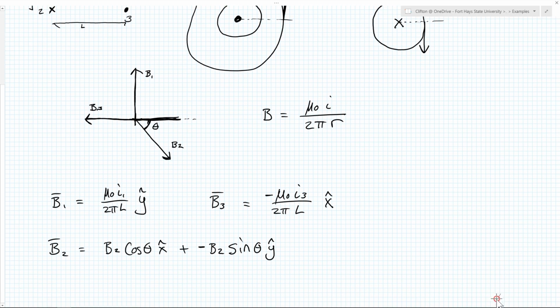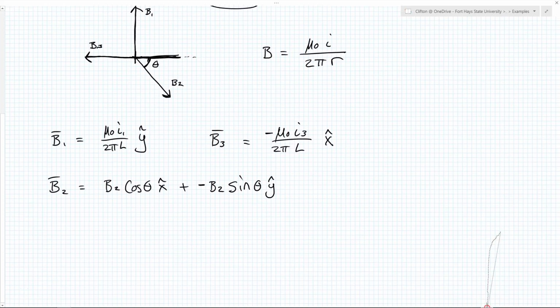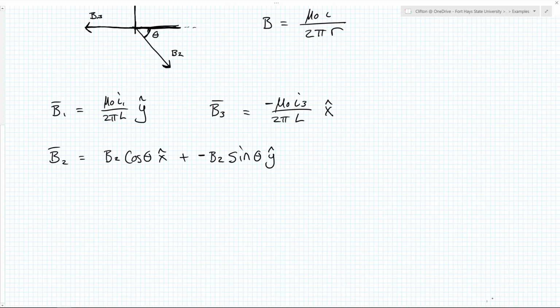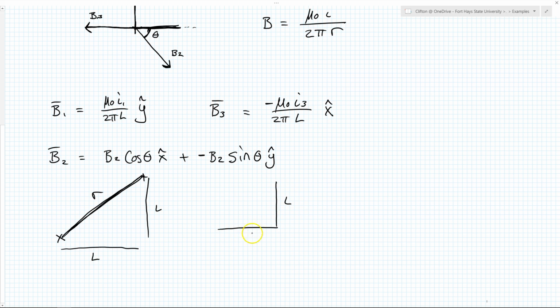So we just need to figure out how far current 2 is from the observation position. So I have current 2 here. There's a distance L here and a distance L here, and then here's my observation point. So what I want to do is figure out what the length of the line that connects current 2 to the observation point is. So I'm just going to use some trig here. Basically I have a right triangle that has a side length of L, and I want to know what the length of the hypotenuse is. So R is just going to be the square root of L squared plus L squared, which is going to give me L times the square root of 2.